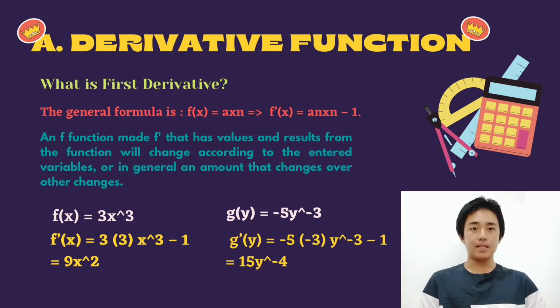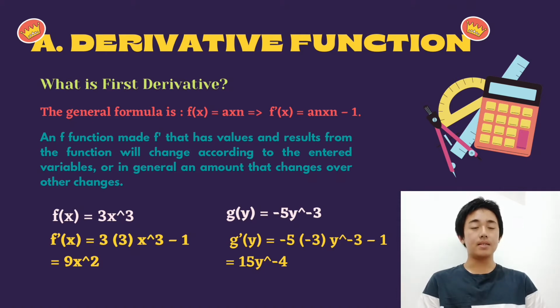The first example is f(x) equals 3x cubed. So we're going to search for the derivative. f prime x equals 3 times 3, because the 3 is from the cube, so we put it down. 3 times 3 equals 9. So 3 times 3x cubed. The power 3 we minus 1, because that is how the formula works. So it gives us 9x squared.